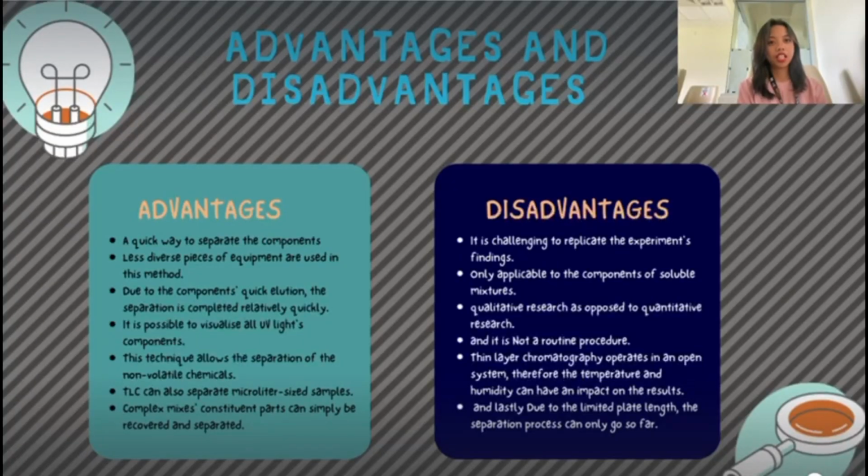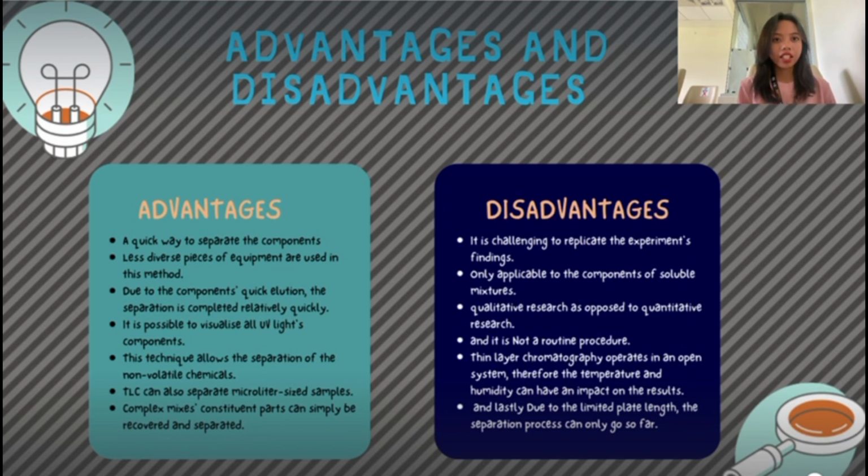I'm going to present about the advantages and disadvantages of thin layer chromatography. The advantage of using thin layer chromatography is that it is a quick way to separate the components, and fewer diverse species of equipment are used in this method. This is because, due to the components' quick elution, the separation is completed relatively quickly. It is possible to visualize all the UV light components, and this technique allows the separation of non-volatile chemicals.